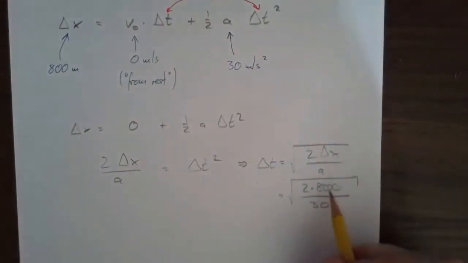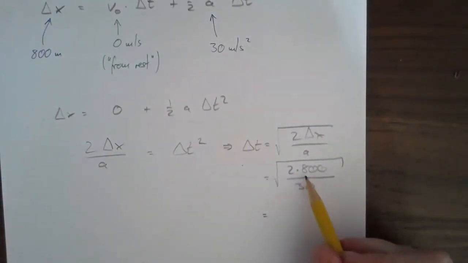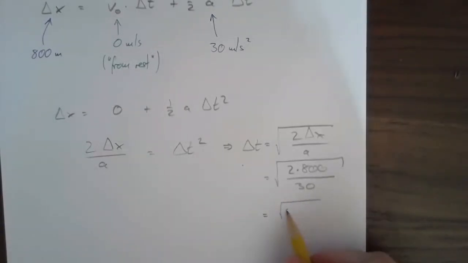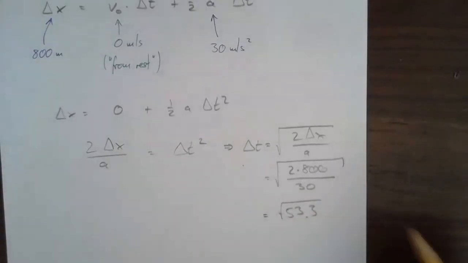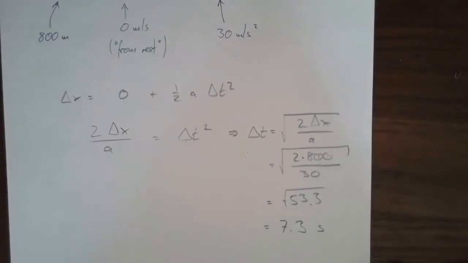Oh goodness. What's it going to be? 1600 over 30. In my books, that is 1600 divided by 30. I think that comes to 53.3, and we take the square root of that, which is, by my math, about 7.3 seconds. And that's the answer that we were asked to find right here.